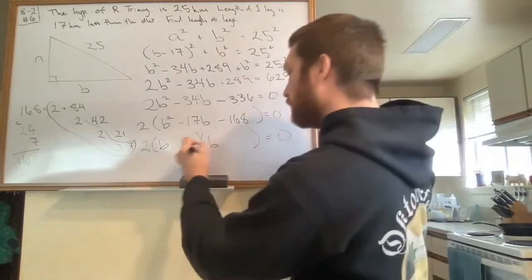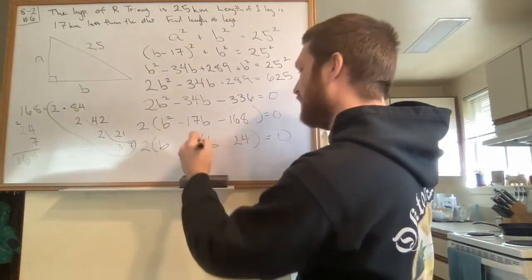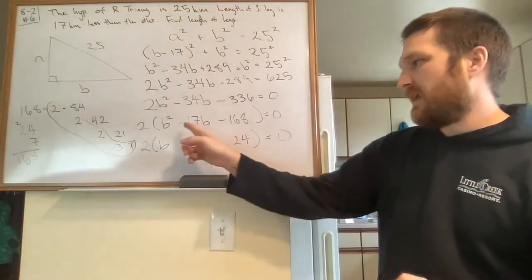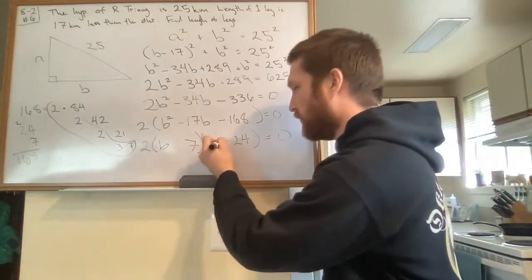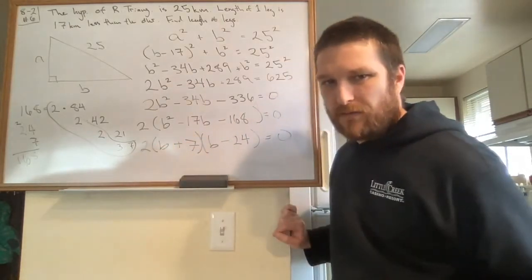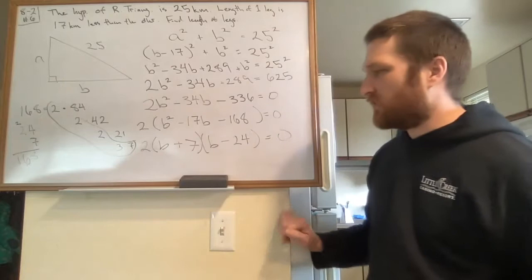So 24 here and a 7 right here. Now, the bigger number has to have a negative. So boom, the smaller number has to have a positive right there. B plus 7 and B minus 24.